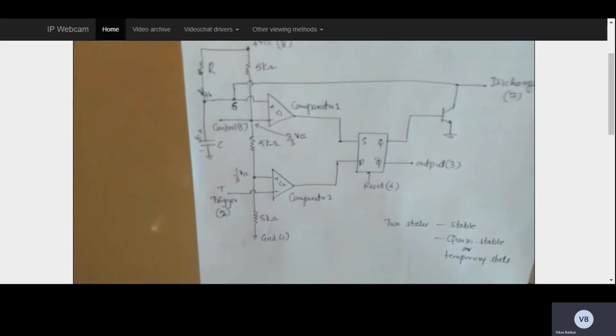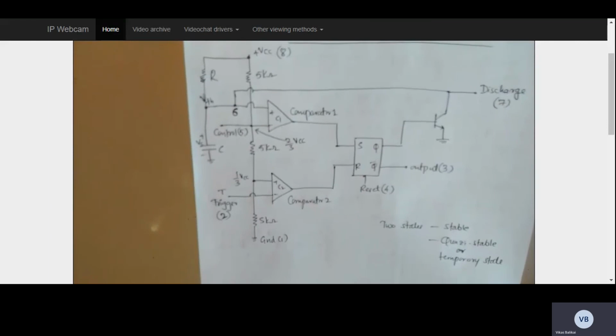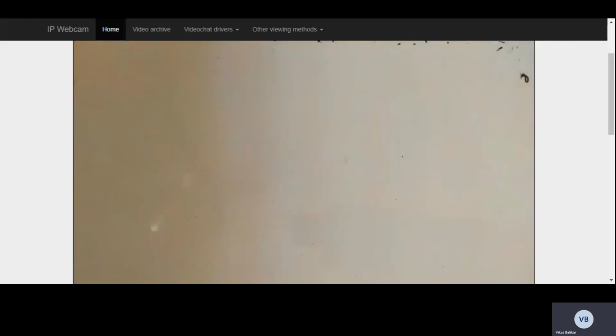Whereas in the astable multivibrator, I'm not going to have a quick discharge. Rather, the charging time and the discharging time constants are both finite. So that's the reason I'm getting two unstable states in the astable multivibrator. So this is with respect to your astable multivibrator and the monostable multivibrator.